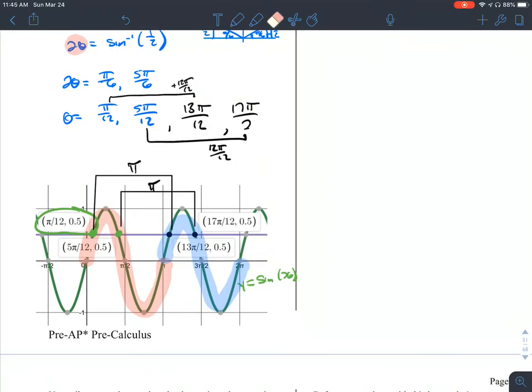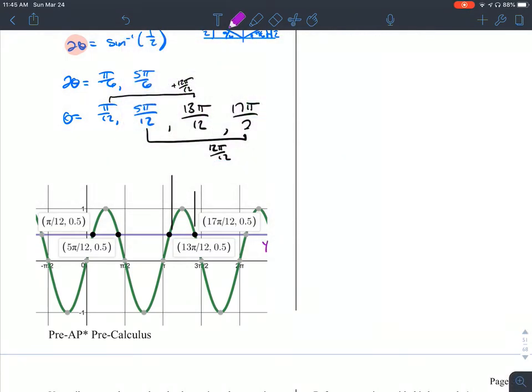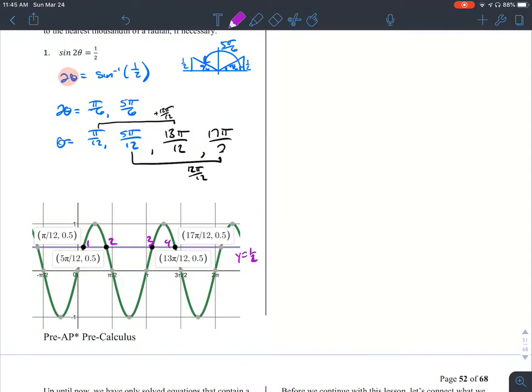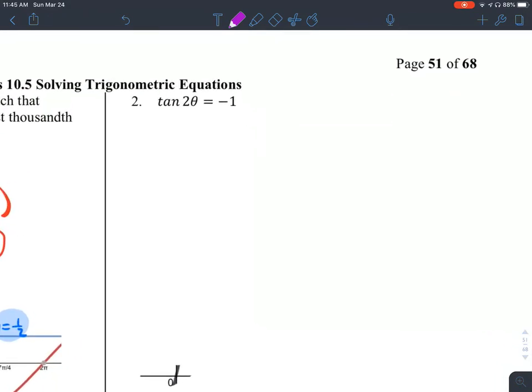This graph that you see down here, you don't need to draw this graph to do these problems. I'm just trying to give you a visual representation of why there are 4 answers. We can see that this purple line, once again, represents y equals a half, and it's intersecting the green curve 4 times. 1, 2, 3, 4. We got answers 1 and 2 from the unit circle. We got answers 3 and 4 from adding pi to the answers we got from the unit circle. Let's check out another one, see if we're getting this.